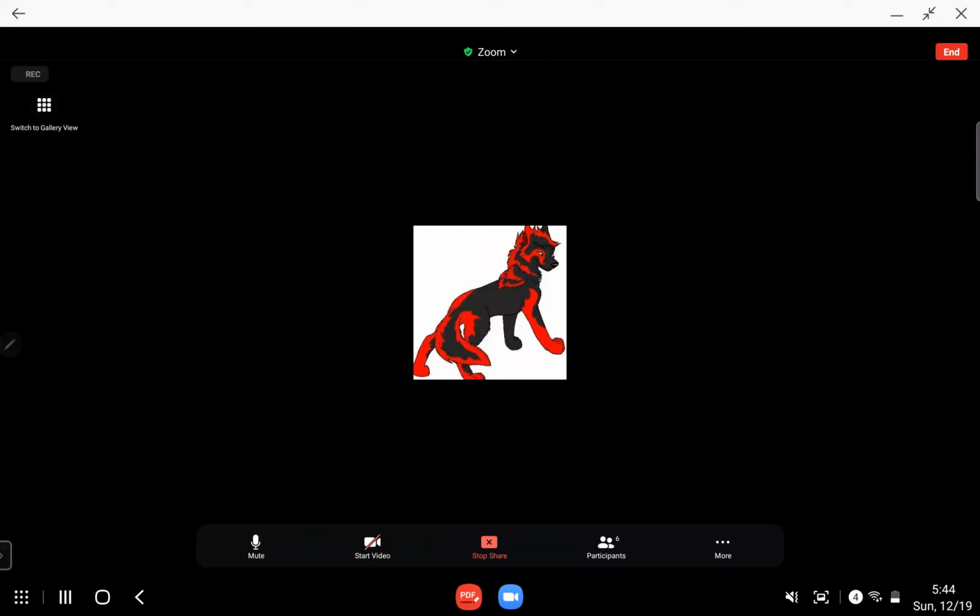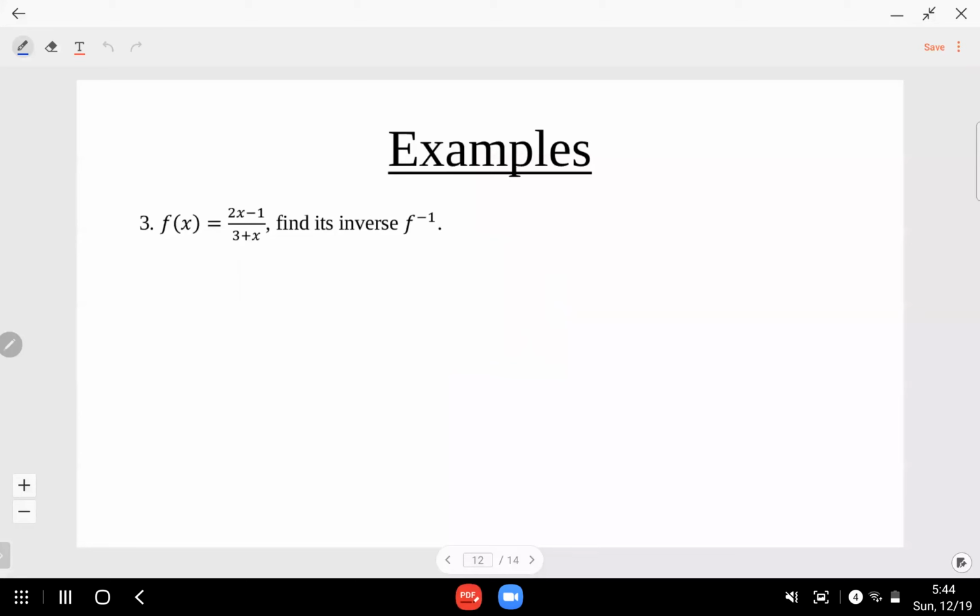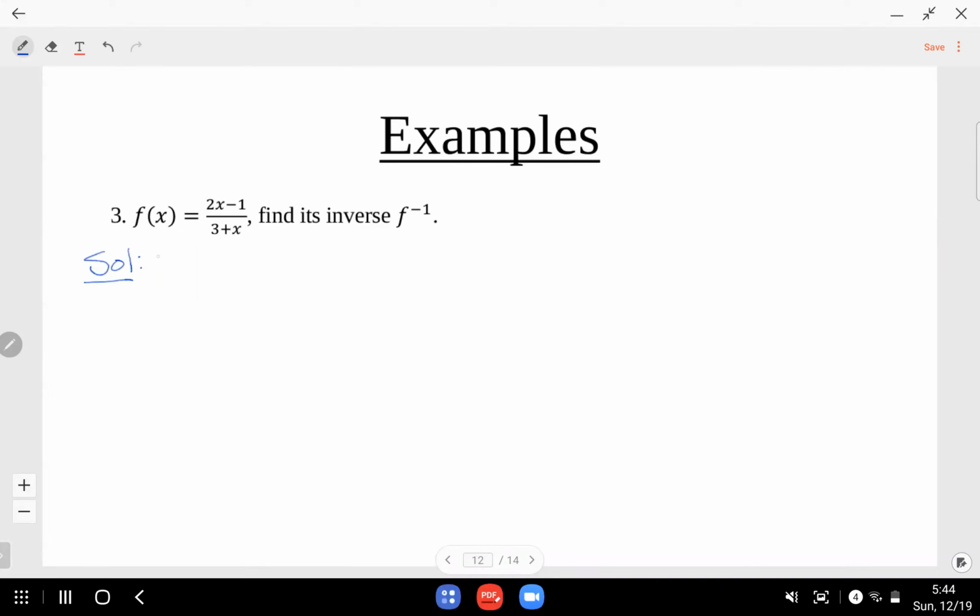All right, I'll now walk you through this problem. Our solution is we need to set f of x, which is 2x minus 1 over 3 plus x, equal to y. And then we're going to solve for x.